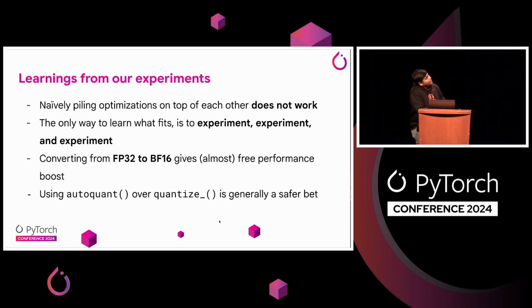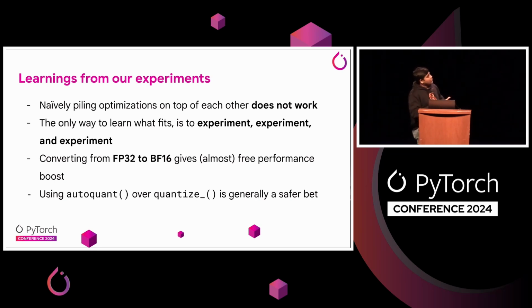So what are the learnings here? First off, naively piling optimizations on top of each other really does not work. If you keep putting one optimization on top of another, there may be edge cases where combining these optimizations ends up in erroneous results or bugs that may be edge cases for the compilers. Secondly, the only way to learn what combination actually works is to experiment, experiment, and experiment.